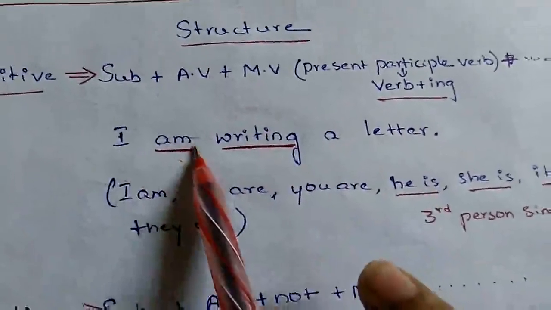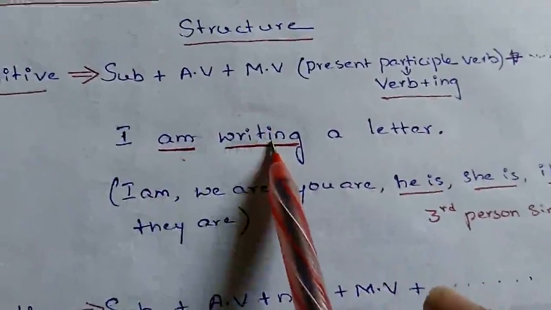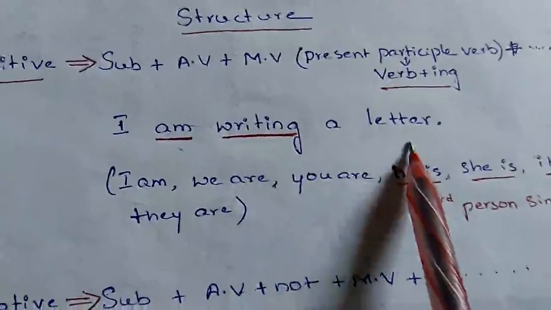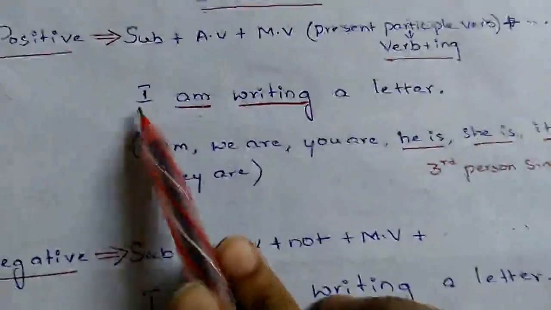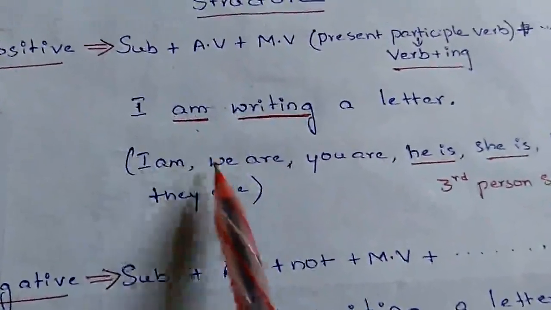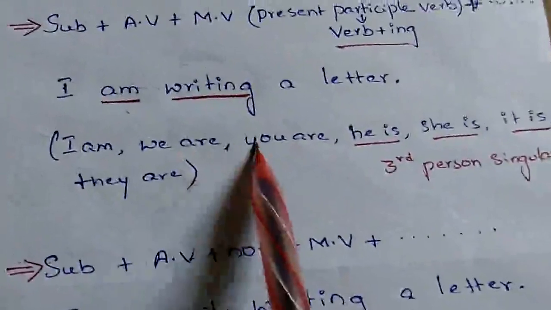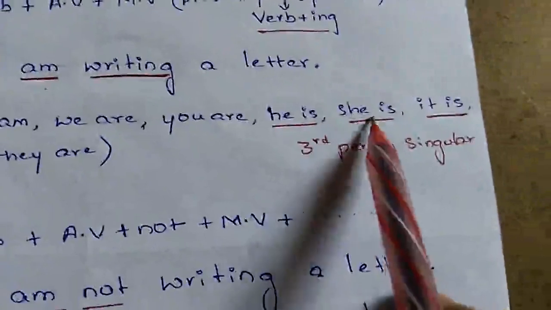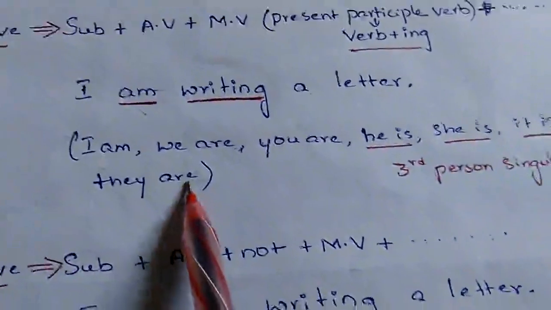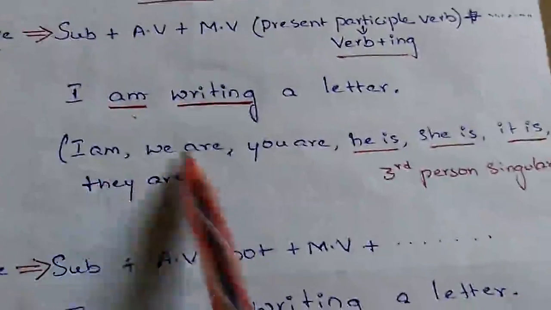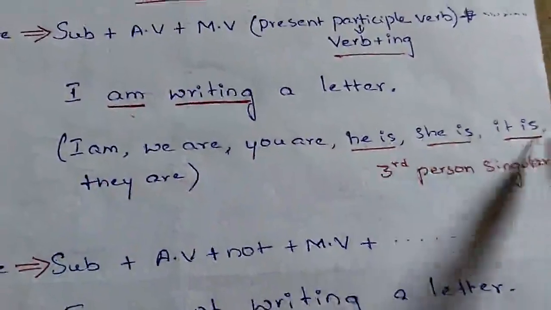Subject plus helping verb, that is auxiliary verb, plus the main verb which is in present participle form, and the rest of the sentence. Usually with I we use auxiliary verb, that is be form am. With we use are. With you we use are. With he we use is. With she we use is. With it we use is. With they we use are. So for your convenience I have just mentioned all these things. So with the different persons we change the be forms.